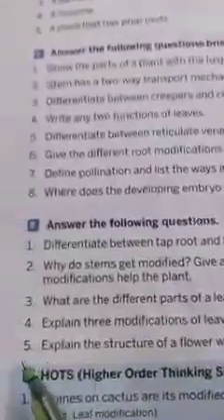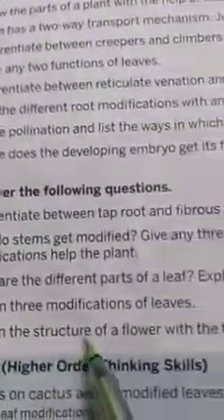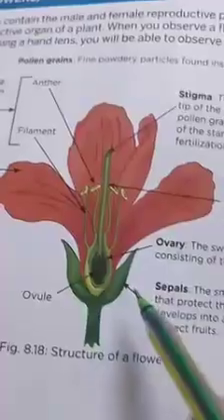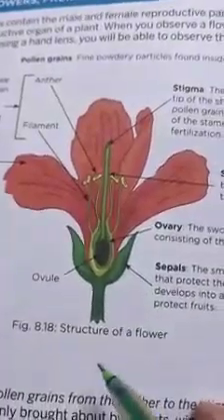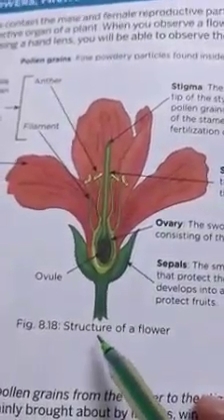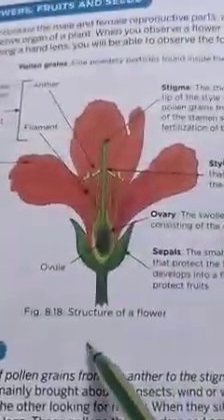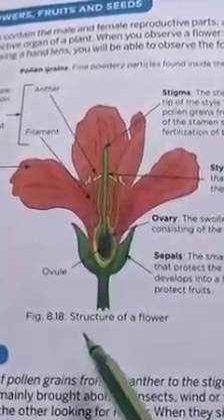Now, dear students, question number 5. Explain the structure of a flower with the help of a neat and labeled diagram. Dear students, I will show you. In the answer to this question, you have to draw the diagram of the structure of a flower with the labeling, dear students. You have to draw the diagram in a very neat and clean way in your fair notebook.